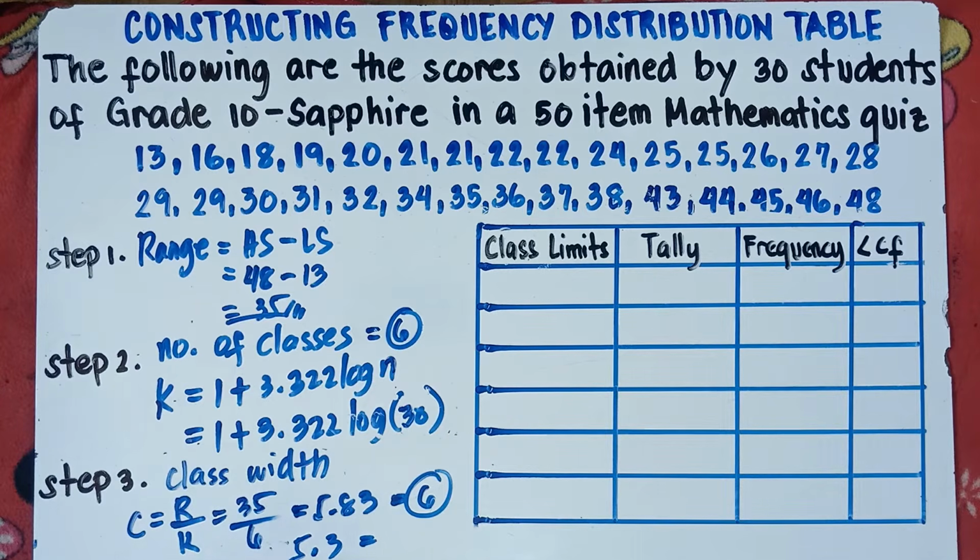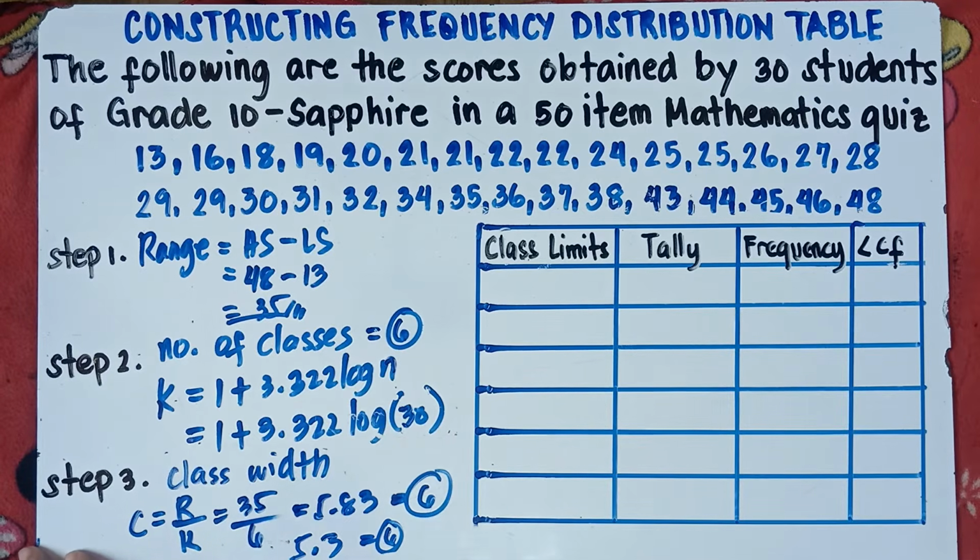So once again, even if it's 5.3, of course, 0.3 is less than 0.5, you always round up. Your answer will be 6. So just remember that one, class. In class width and the number of classes, always round up to the nearest integer, to the nearest whole number. Alright, so this will be 6.